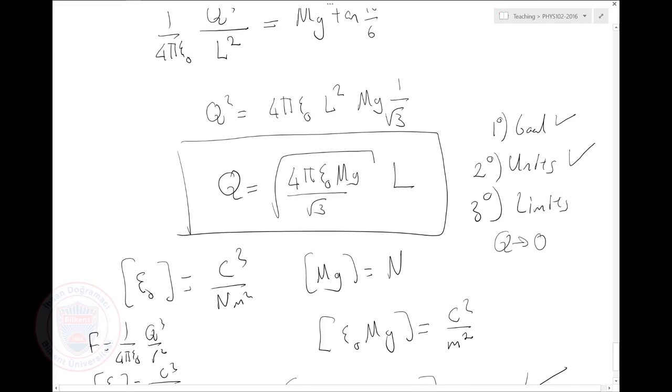It would be 0, right? They would just touch each other. Q goes to 0 means L should go to 0. That's the distance between the charges. Does it? Yes, we take the limit to find the side.